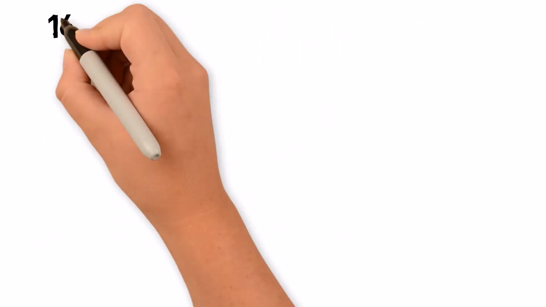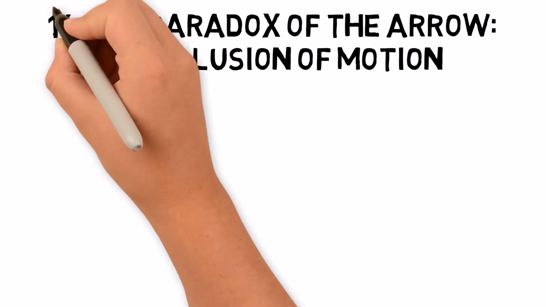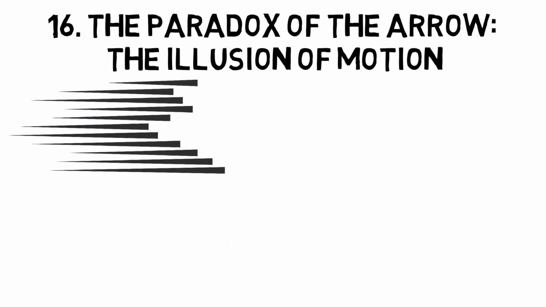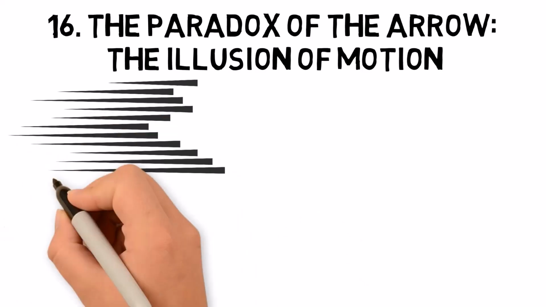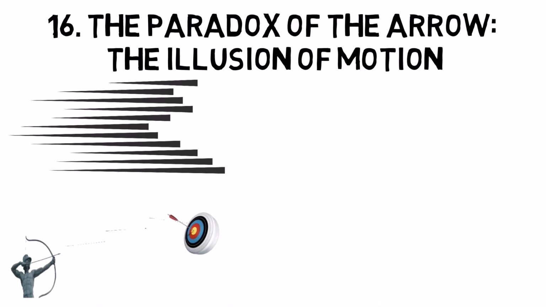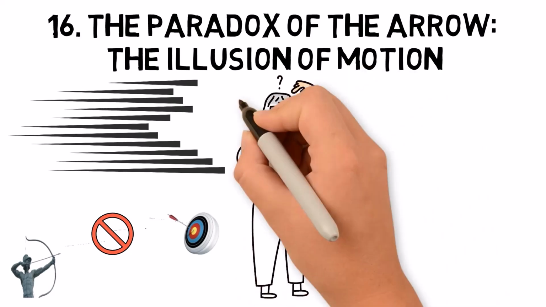16. The paradox of the arrow, the illusion of motion. The paradox of the arrow is one of Zeno's paradoxes and deals with the concept of motion. Zeno argues that if we think of time as a series of individual moments, then at any given moment, an arrow in flight is not moving. It is just in one position at that moment. If every moment is like this, then how can the arrow be moving at all?